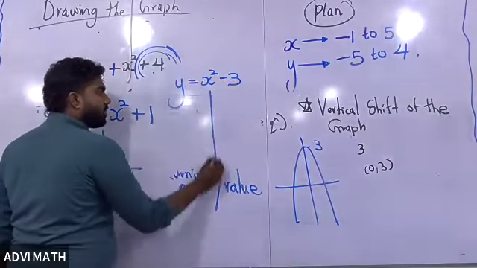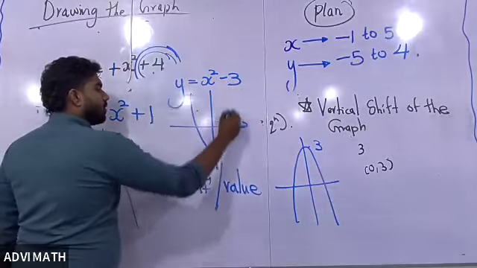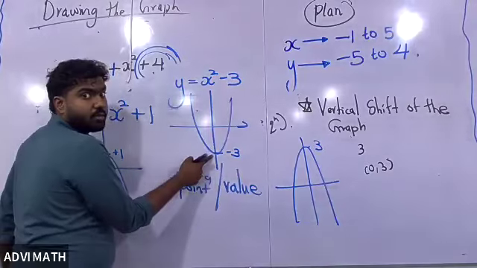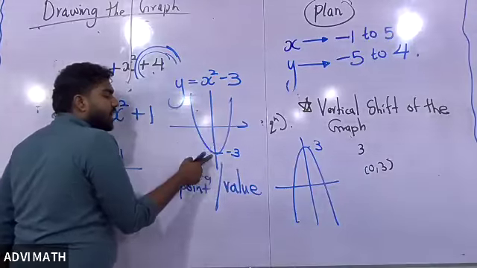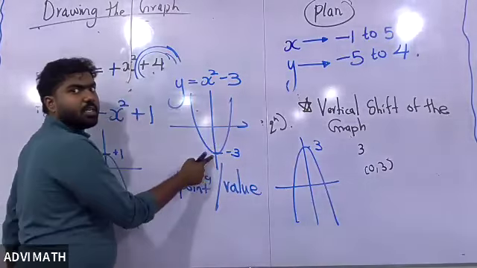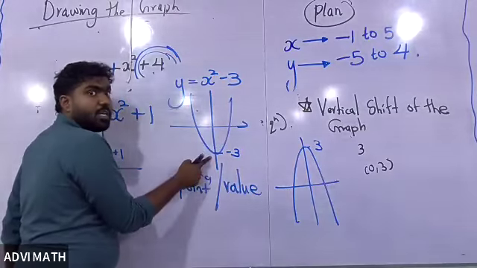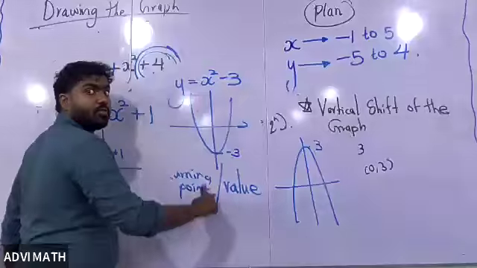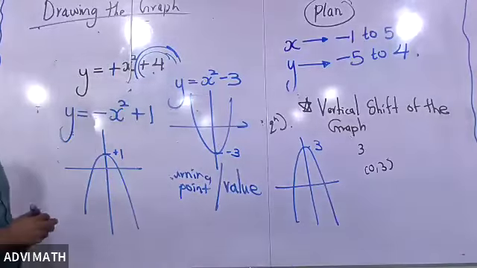This is a minimum graph. Minimum graph, how does it come? Downwards. What is the value here? Minus 3. I call this a point. Another name: turning point. If they ask you what is the coordinate of the turning point, the turning point is minus 3, and the coordinate of the turning point is (0, minus 3). Please keep this in your mind.